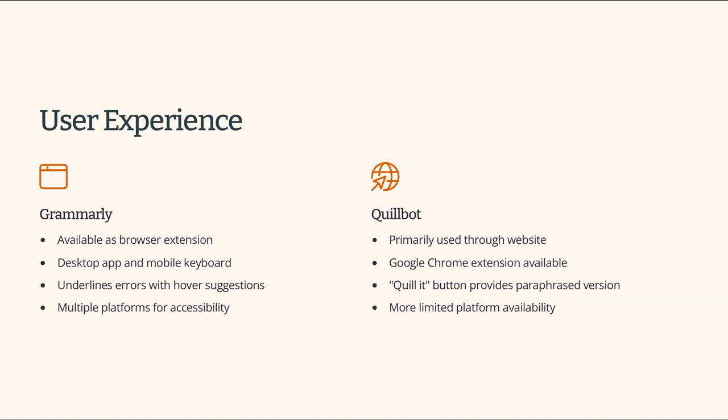When it comes to integrations, Grammarly is compatible with most platforms and apps, such as Google Docs, Microsoft Office, and even social media platforms like Facebook and Twitter. Quillbot, however, currently only integrates with Microsoft Word. This means Grammarly provides more flexibility for users across different platforms.